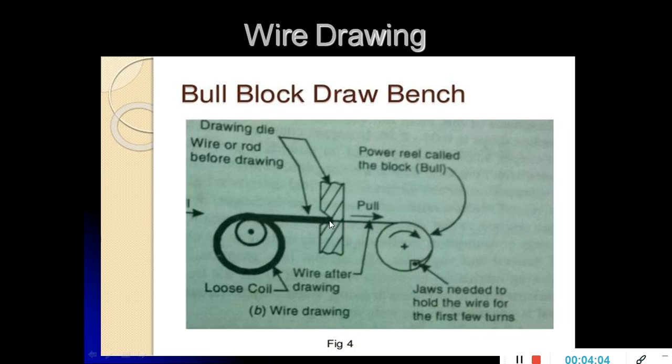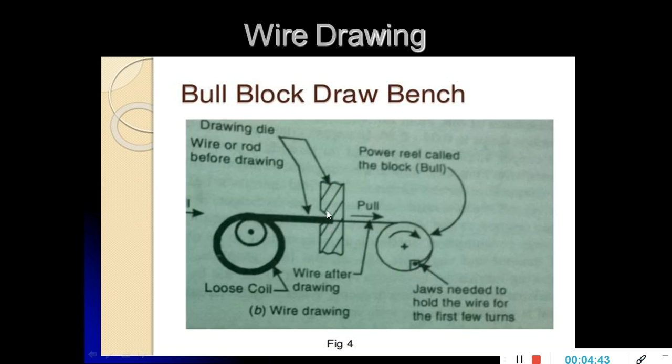Here the thickness of the wire is maximum. When it passes through the tapered surface of a drawing die, the diameter of the wire is reduced. So in this way the wire drawing process is carried out. Wire drawing is nothing but the diameter of the wire being reduced considerably with the help of the loose coil and the bull block. The loose coil is used to hold the undrawn wire, that is the initial diameter of the wire, and the bull block is used to hold the finished wire after the drawing operation. In between these, the drawing die is used.